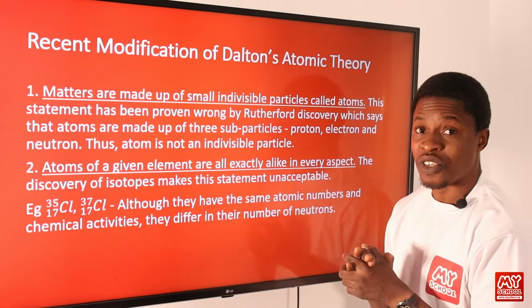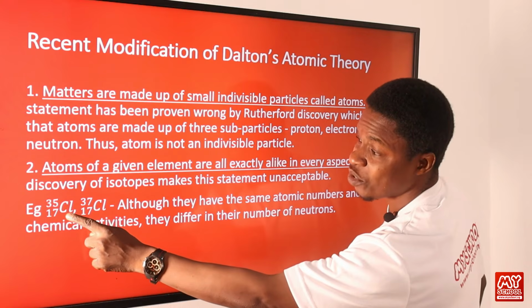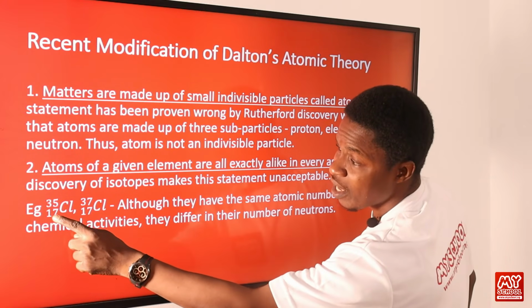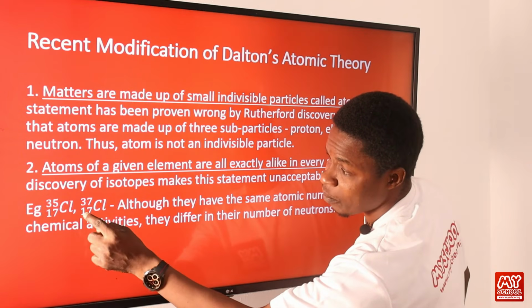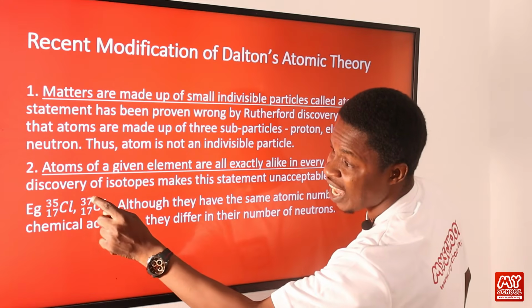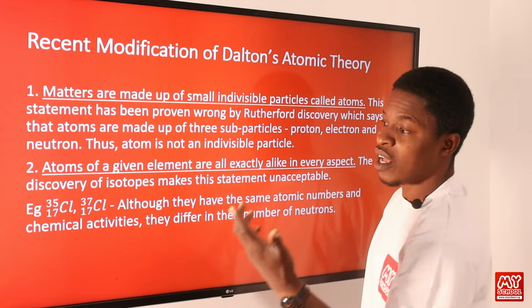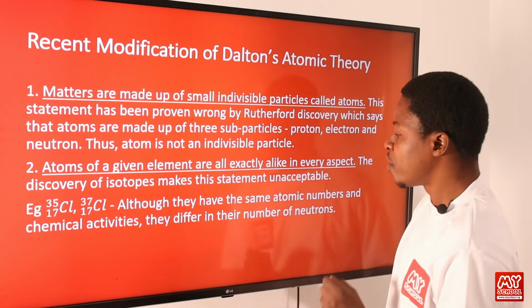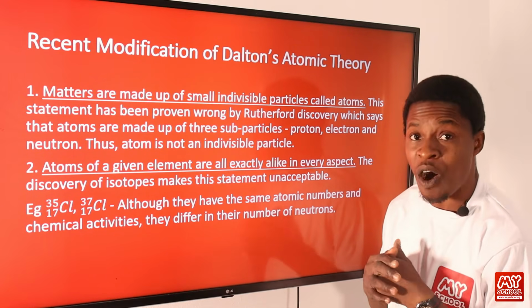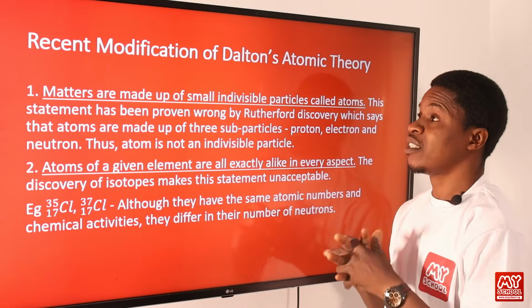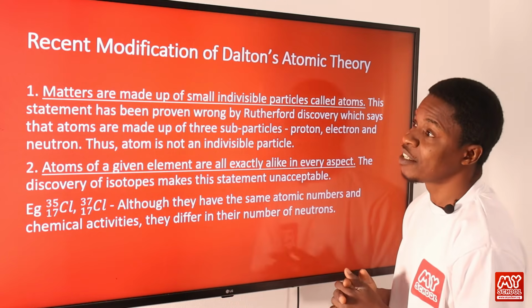So that statement was actually proven wrong and unacceptable, because if you look at chlorine, this is an isotope of chlorine, this is another one, they have the same atomic number. You see these numbers that are written as the subscript are actually the atomic number, then the ones written as the superscript up here are their mass number. So they have the same atomic number and different mass number, so they become isotopes. Okay, so although they have the same atomic numbers and chemical activities, they differ in their number of neutrons. So that makes this postulate not acceptable. Let's move on to the next slide.